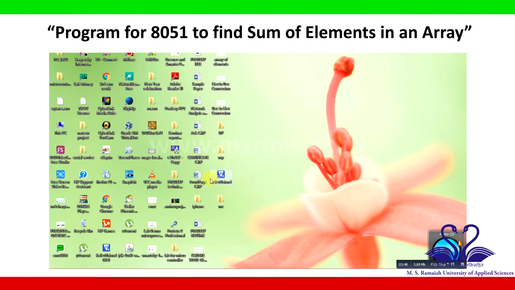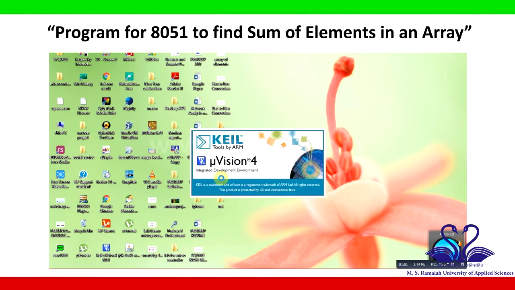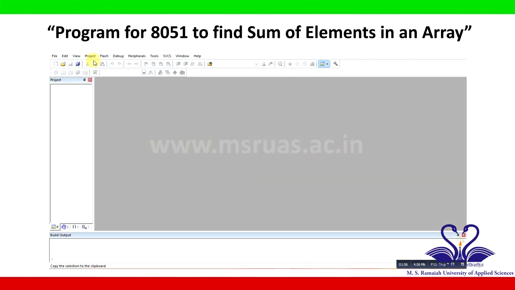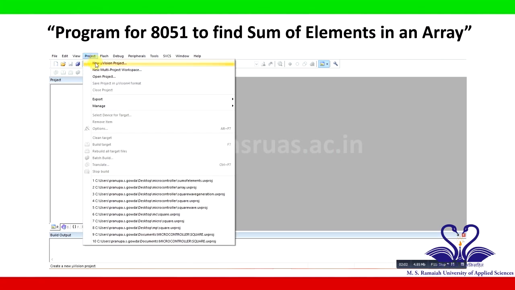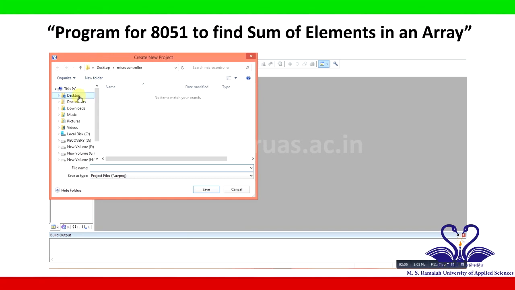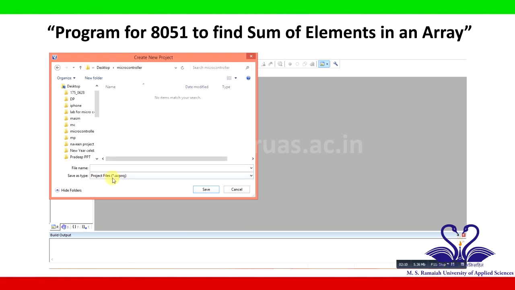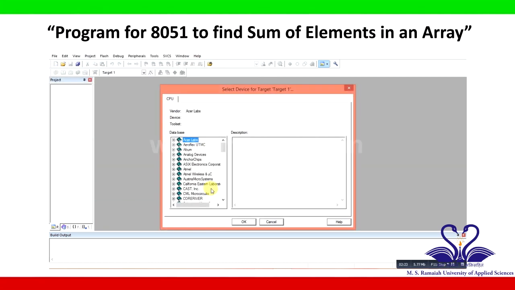Double click on Keil Microvision 4 software which is present on the desktop. As a first step, go to project, click on new Microvision project. On the desktop, create some folder and give your project name as array. You can give any name for your project. I have chosen it to be array.